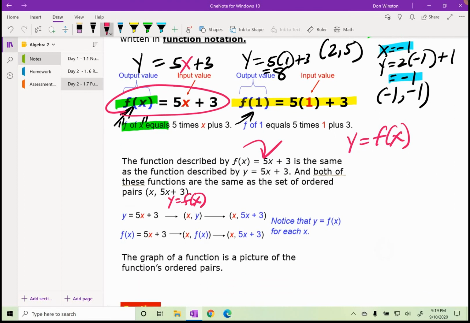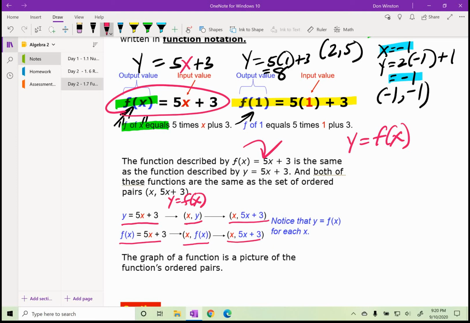So I can say y is equal to 5x plus 3, so the ordered pair is x and y, or x and 5x plus 3. Or I could say f of x equals 5x plus 3. Again, y and f of x are the same. Or x and f of x. Remember, f of x is y. Or f of x is 5x plus 3. So x and 5x plus 3.